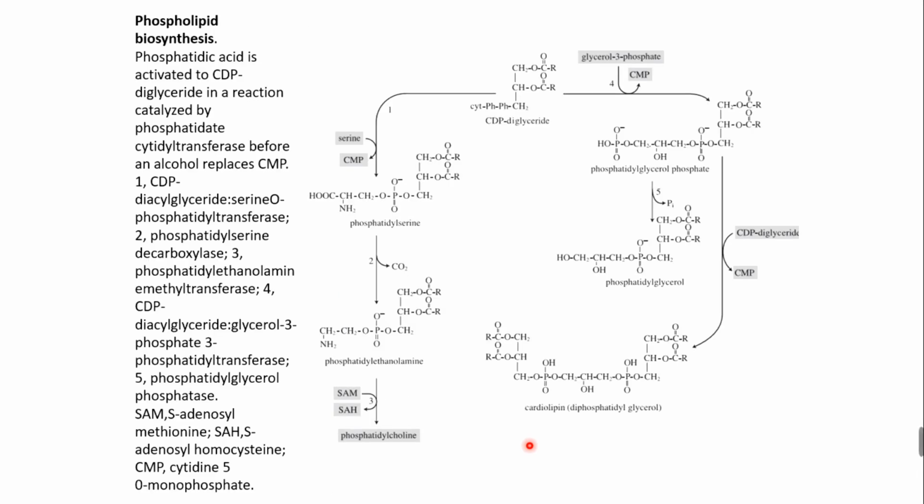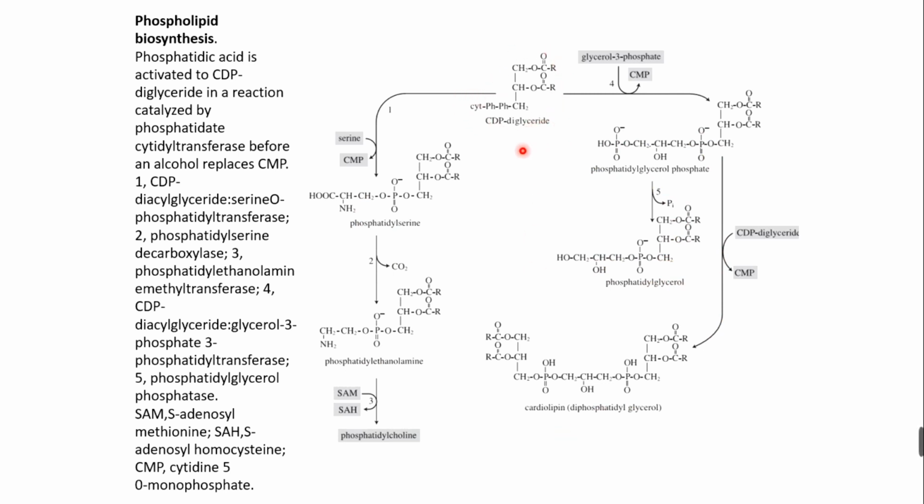So first is phospholipid biosynthesis. We can go to the biosynthesis first, and we need to get all the phosphatidyl serine, phosphatidyl glycerol, phosphatidyl ethanolamine, and phosphatidyl choline. Just have a look. This is phosphatidyl choline, phosphatidyl ethanolamine, and phosphatidyl serine. And in the second pathway, that is phosphatidyl glycerol, phosphoglycerol phosphate, phosphatidyl glycerol, and finally cardiolipin.